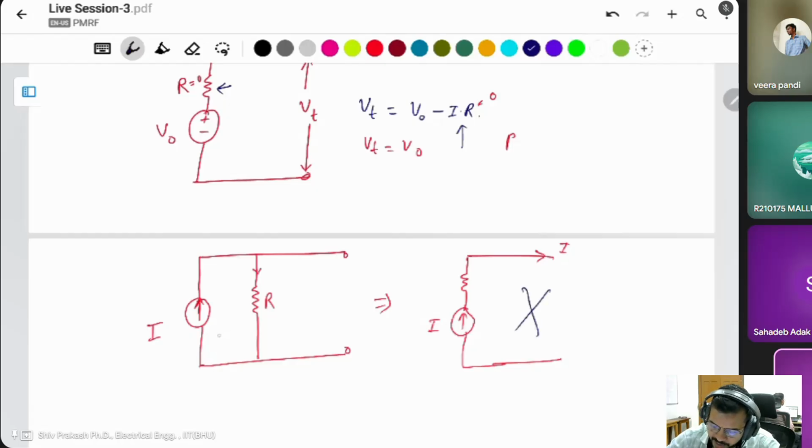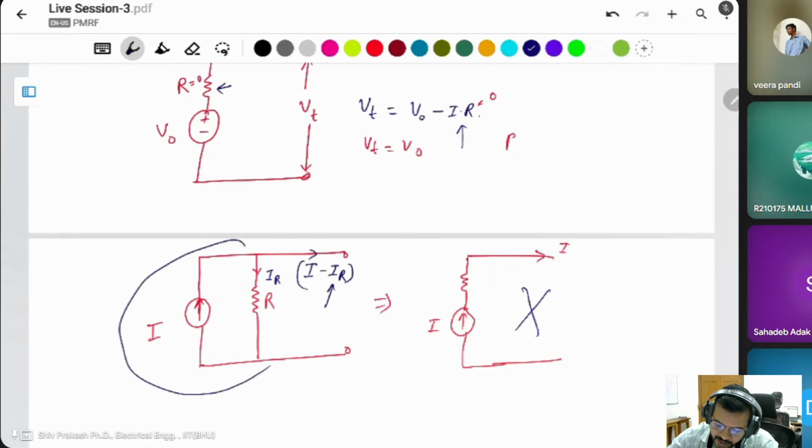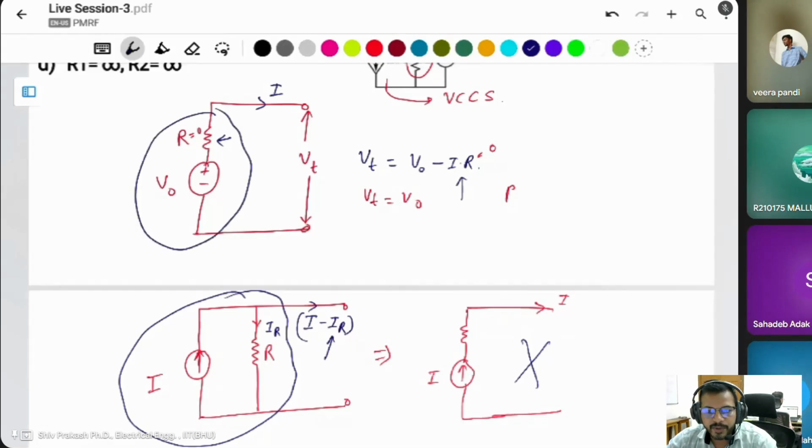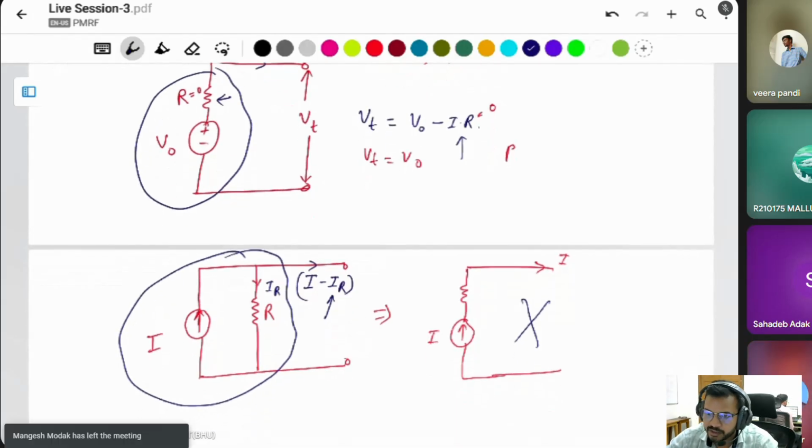If there is a practical current source, then there will be some current drop. It will be IR, and this current will be I minus IR. Some current drop here, and that's why this representation is correct for the current source. This representation is for the voltage source. If there is a practical voltage source, then there will be an internal resistance. Same thing in the current source, there is an internal resistance also, but it is connected in parallel with the current source. Here the voltage source, the resistance will be connected in series with the voltage source.